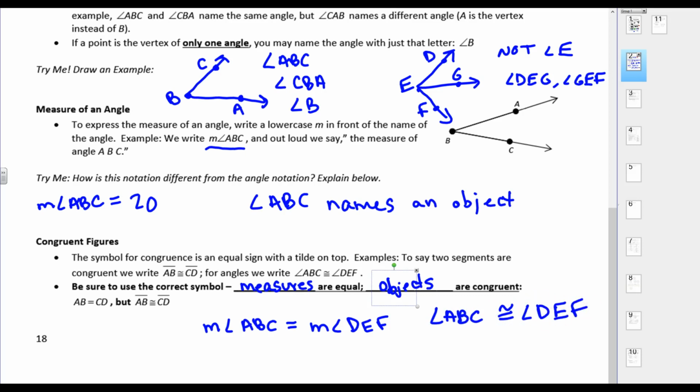Okay, this is one of those really funky things in geometry where measures are equal and objects are congruent, and you need to use the correct notation for the correct instances. Similarly with segments, the segment length AB is equal to segment length CD, but segment AB is congruent to segment CD. So this is talking about measurement, so these would be numbers. This is talking about the actual object.